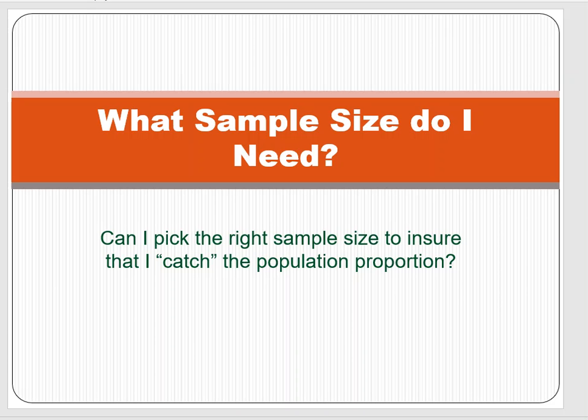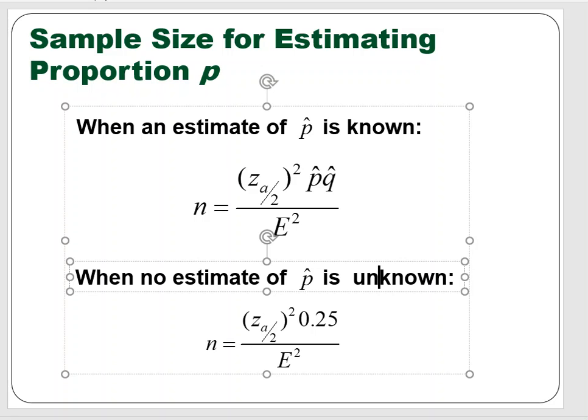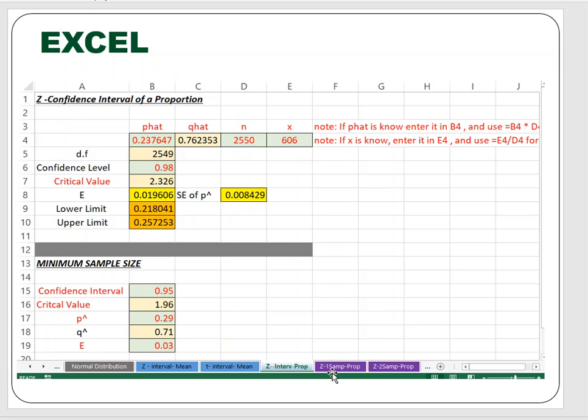Now, in the reverse, can I pick the right sample size to make sure that I catch the population proportion? Yes, I can. What I can do is take the formula and estimate. Now, if I know the P hat value, I can plug it in here. If I don't have an estimate, I assume P hat is unknown. If I don't know the P hat, then I assume P hat is 50-50 and I can plug it in here. In my Excel spreadsheet, again, I'm looking at the Z interval. Down here, I just put my confidence level in and substitute my values, and I put in my margin of error, and I can get my values.